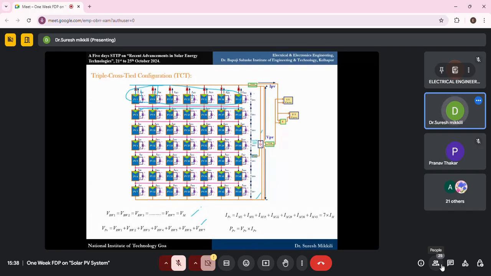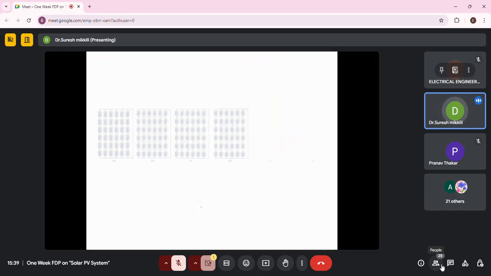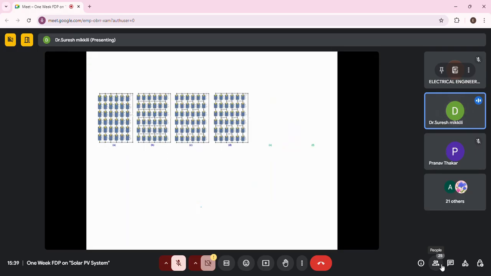I told you already, among all the PV configurations, TCT will give you the best one. These are the conventional configurations. Now people are going for hybrid configurations also.